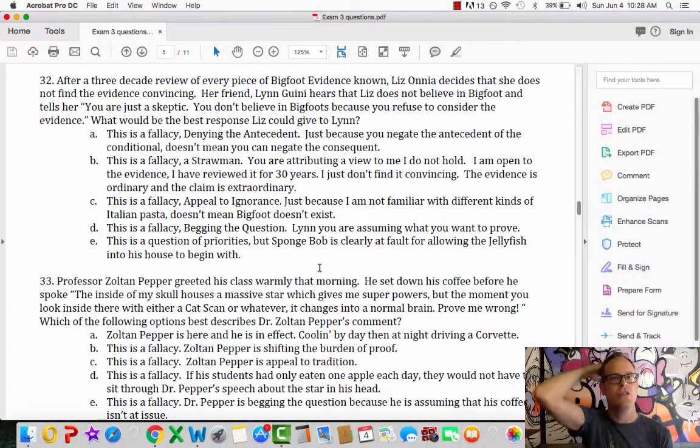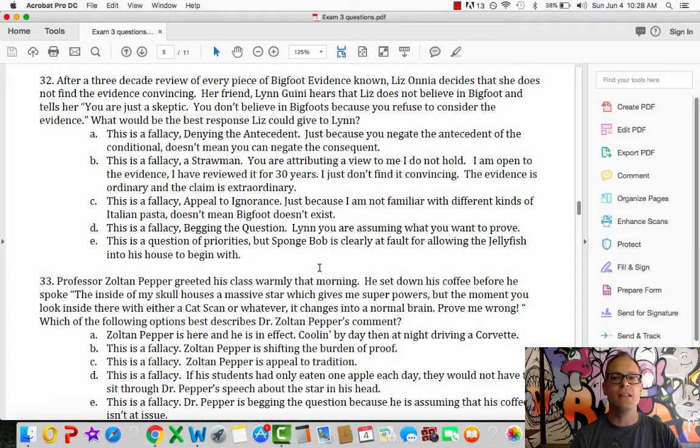Let's go ahead and read 32. It's a little bit long, and it has to do with fallacies and particularly, let's do it. Okay. After a 3-decade review of every piece of Bigfoot evidence known, Lasagna decides that she does not find the evidence convincing. Her friend Linguini hears that Liz does not believe in Bigfoot and tells her, "You're just a skeptic. You just don't believe in Bigfoots because you refuse to consider the evidence." What would be the best response Liz could give to Lynn?